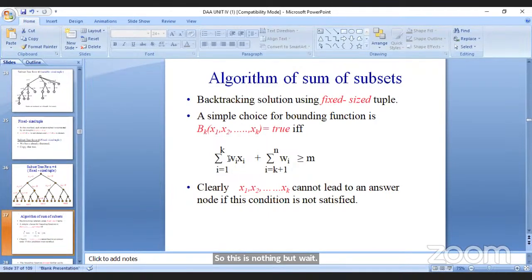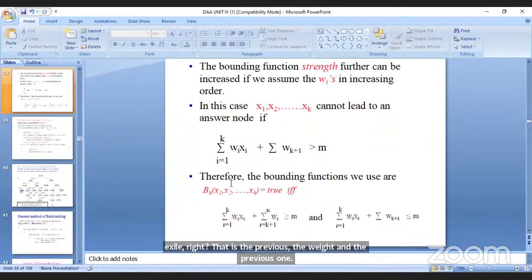That is the previous, the weight and the previous one. This is the bounding function. Okay, like this you keep calculating it.